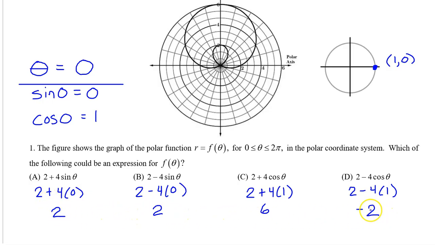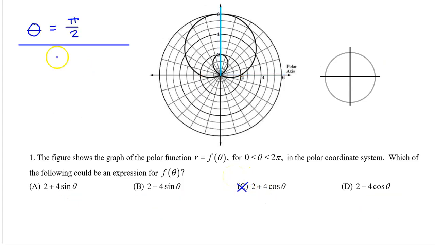is equal to 0. When theta is equal to 0 radians, we do see points at an r value of 2 and -2, which would be in the opposite direction. So A, B, and C are still possible. We do not see a value at r equals 6. So C is definitely not the answer.